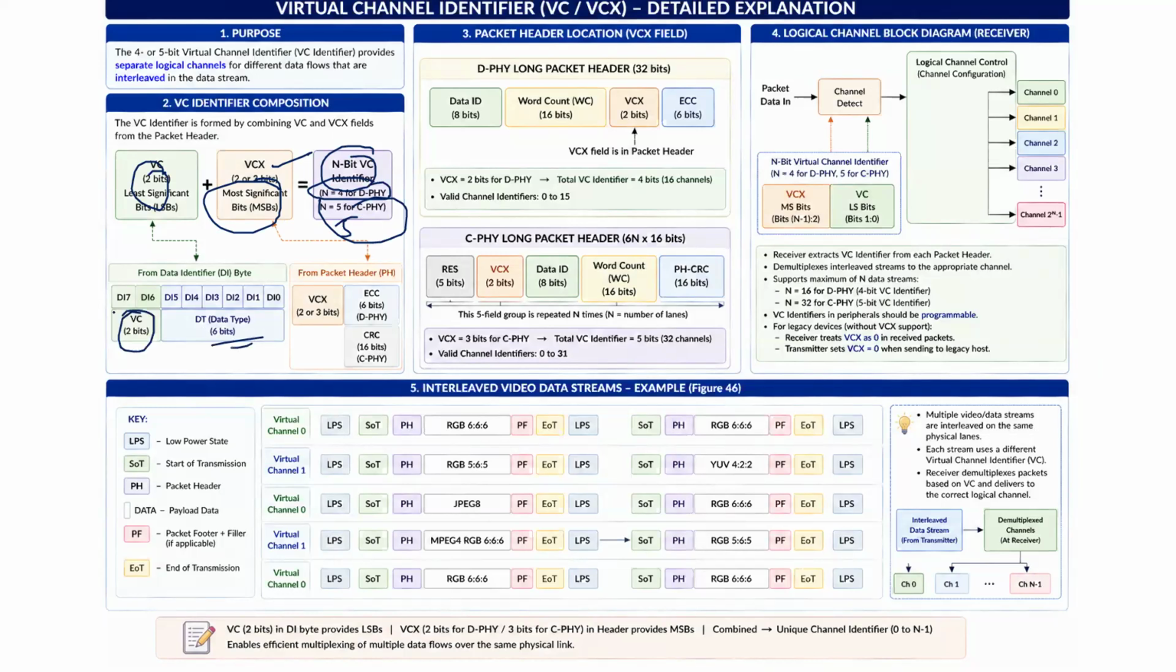In that, virtual channels are 2 bits, and in the packet header the first 6 bits are used for ECC, error correction. After that, 2 bits are used for the D5 layer and 3 bits are used for the C5 layer. So in total 4 bits in the D5 layer and 5 bits in the C5 layer. That is the VCX channel purpose.